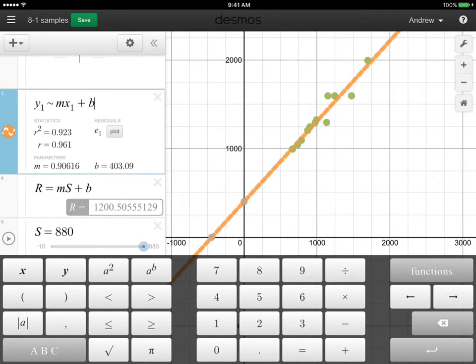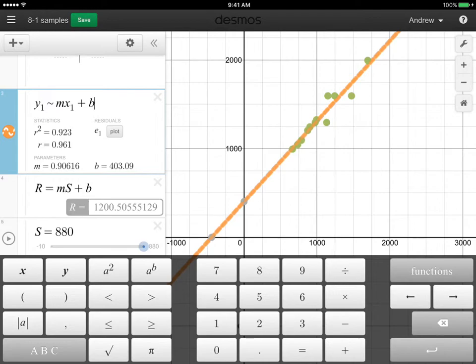It gives you an r squared and an r value. Those are telling you basically how closely related these points are to a line of best fit. 0.961 is a pretty good r value. Tells you that they're relatively linear. And then at the bottom, notice it gives you a value for m and a value for b. Those are your slope and your y-intercept for this line, this approximation line.